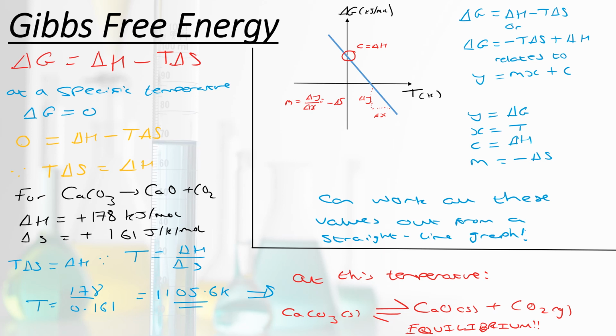So we have T delta S is equal to delta H. We rearrange to find the temperature, dividing both sides by delta S. So we have the temperature is delta H divided by delta S. Put the numbers in, and we end up with a temperature here of 1105.6 Kelvin. A very high temperature. Remember, temperature's in Kelvin as well.